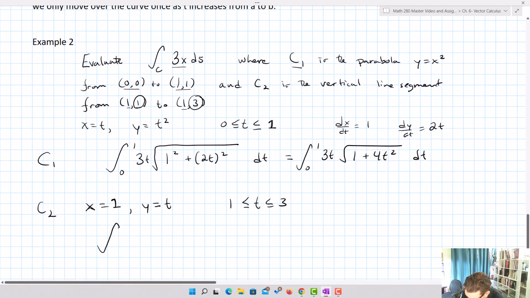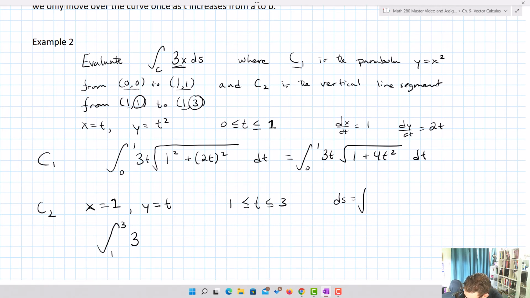Now we'll integrate. We got 1 to 3. Actually, before I do that, let's write this down. I'm going to integrate from 1 to 3. My function is now going to be 3x, so that means it's just going to be 3, because it's 3 times 1. And my ds is going to equal the square root of x'(t) squared, so that's 0 squared, because that's constant, plus 1 squared, dt, and that just equals dt, right? Square root of 0 plus 1 is 1 dt, so it's going to be 3 dt.